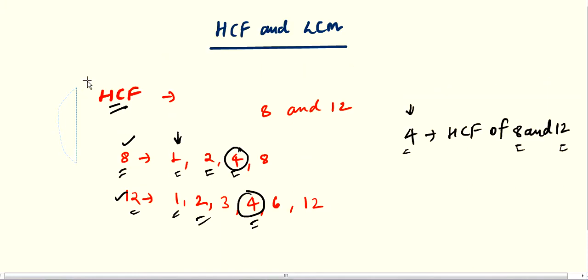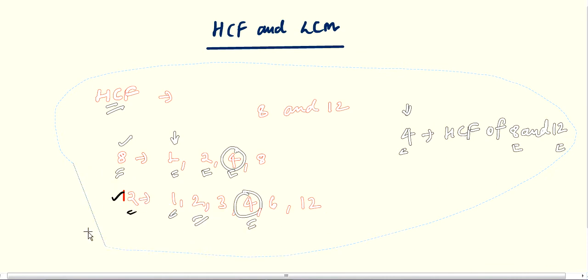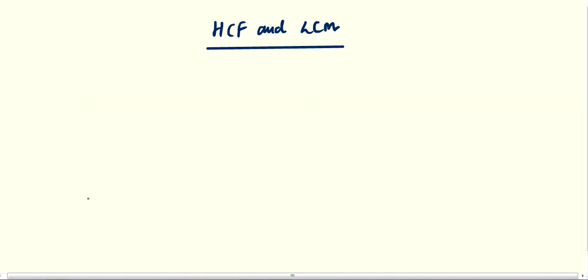Next is about factors. When two or more natural numbers are multiplied together, the result is referred to as their product, and each of the numbers multiplied is called a factor of the product. Suppose you have 5 into 7. So 5 into 7 you will get 35. So in this case, 5 and 7 both are factors of 35.